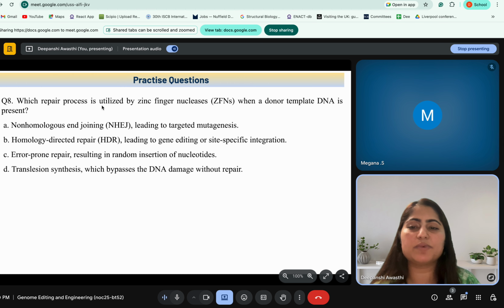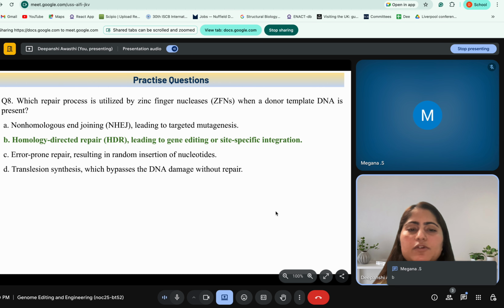Okay, next question: which repair process is utilized by the zinc finger nucleases when a donor template DNA is present? Yeah, so this is also straightforward. Option A is NHEJ, which leads to targeted mutagenesis. Option B is homology directed repair, leading to gene editing and site specific integration. Option C is error prone repair, resulting in the random insertion of nucleotides. And option D is translesion synthesis, which bypasses the DNA damage without repair.